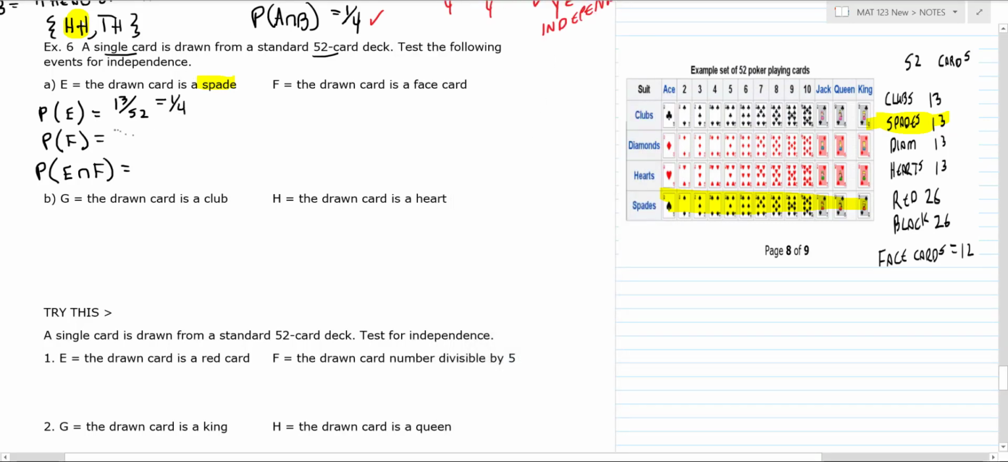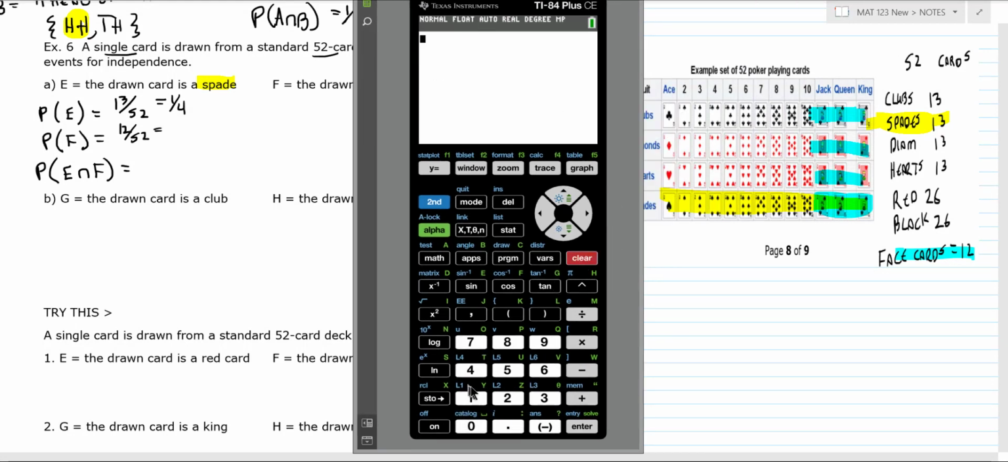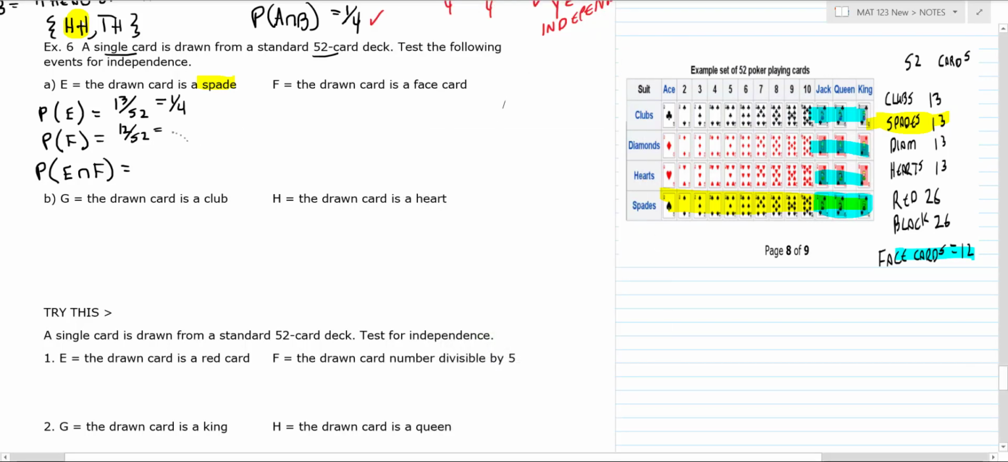Now the next thing is the probability of a face card. The face cards are these. There are 12 face cards in a deck, so this is a 12 out of 52 probability. We can reduce that. I'll be lazy and do it on the calculator. I'm going to go 12 over 52, get a decimal, math, fraction, and that is a 3/13 probability. So let's reduce these as we go. So that's 3/13.